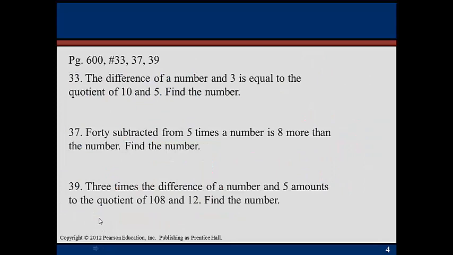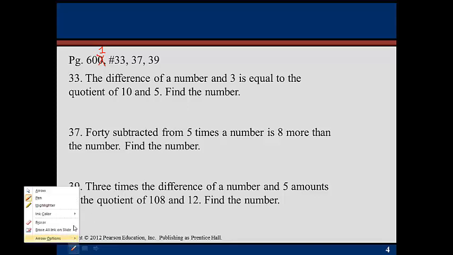So let's continue. Now we're in our books on page 601. And we're going to look at problems 33, 37, and 39. The instructions say, translate each to an equation, then solve the equation. So for number 33, it says the difference of a number and 3 is equal to the quotient of 10 and 5. So first we're going to start by writing an equation.